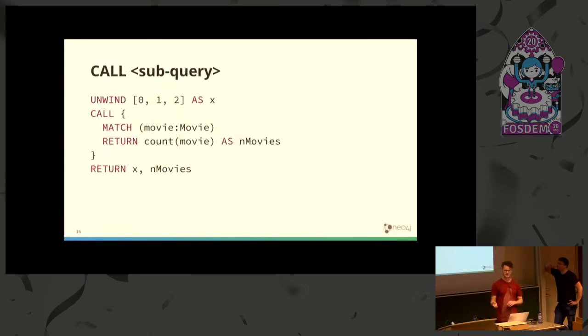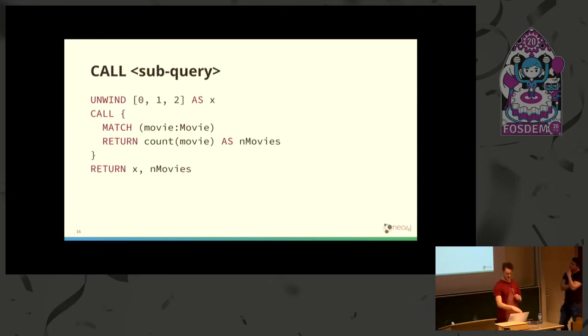The other construct is the CALL subquery clause, which is very similar to calling a procedure in Cypher, except it's an inline Cypher query that is the body of the call. Like any Cypher clause, this call block, the subquery, gets executed once per incoming row. So in this case, it's going to get executed 3 times, once for each value of x, as we unwind this list of 3 values.